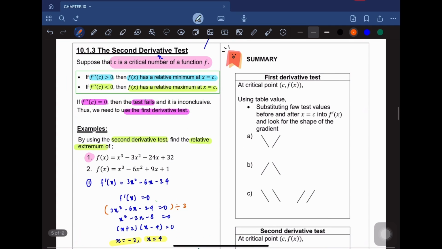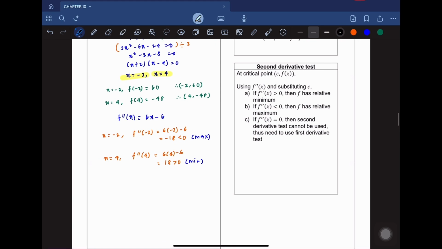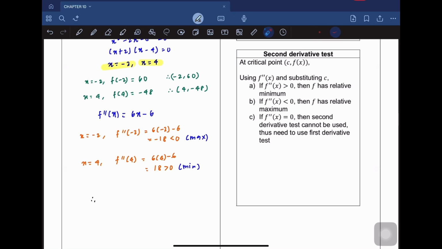So -18 is less than 0. Tengok balik, bila less than 0 dia adalah maksimum. So dia maksimum. And bila x equal to 4 pula, kita masukkan 4 dalam second derivative. 6(4) minus 6 we get positive 18, which is greater than 0. So bila greater than 0 dia minimum. Dah tahu maksimum minimum, boleh terus conclude. Maksimum dia adalah nilai x equal to -2. So this is the point.